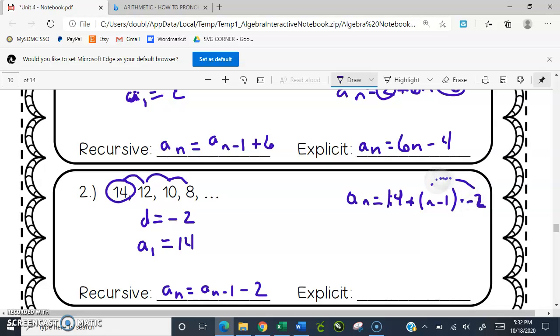So let's distribute this. We have a sub n equals 14. Negative 2 times n gives us a negative 2n. And negative 2 times negative 1 gives us a positive 2. So we can combine these. 14 plus 2 gives us 16. So now I have a sub n equals negative 2n plus 16.